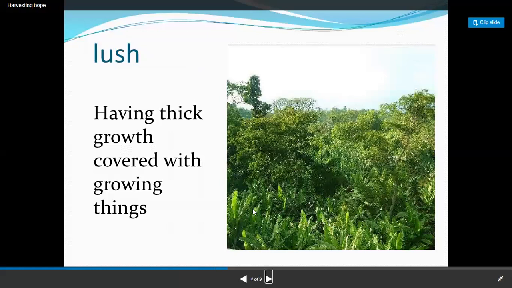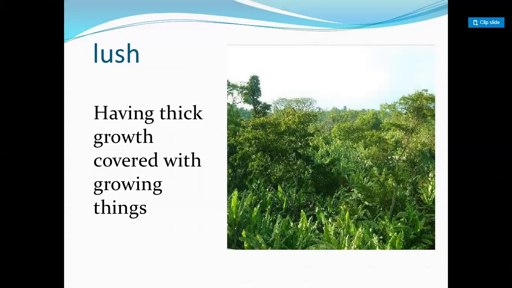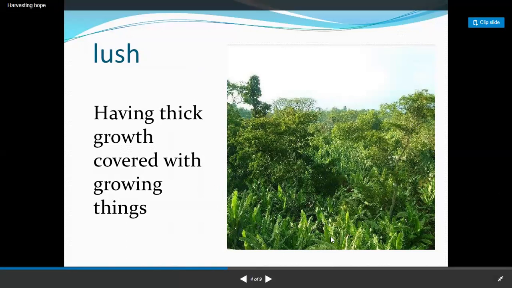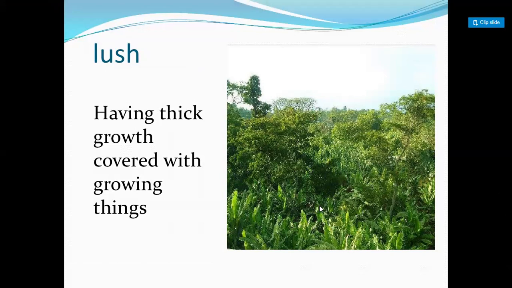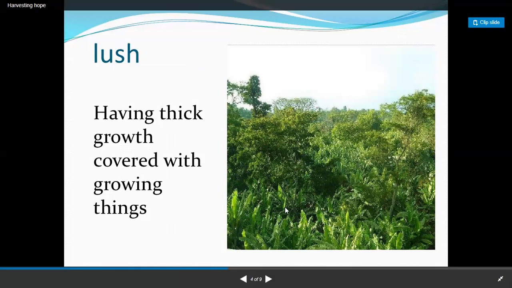Then we have lush. This photo right here shows lush. What does lush mean? It means having a thick growth covered with growing things. For example, imagine that you have a big field, and this big field has a lot of bushes and green leaves and green trees that cover the area. You can't see anything from your area. So we call it lush.